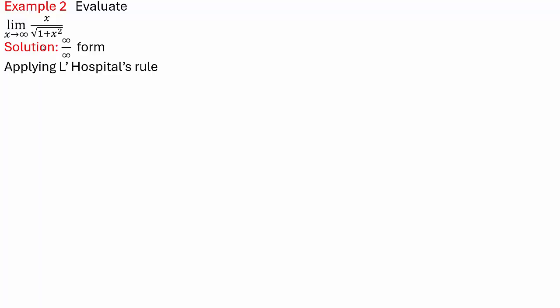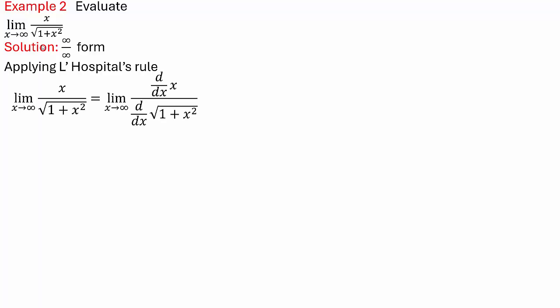Our second example is evaluate limit x tends to infinity of x divided by root of 1 plus x square. Here, f(x) is x and g(x) is root of 1 plus x square. f at infinity is infinity and g at infinity is also root of 1 plus infinity square. It is again infinity. Therefore, this is infinity by infinity form, and hence we shall apply L'Hospital rule.